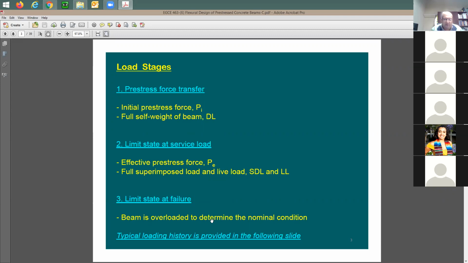What does it mean by overload? Overload means you design it for certain given load. You say, here's the dead load, here's the live load, I'm good with this design. But all of a sudden, you start to overload it. You put additional load, and you'd like to see the performance of the beam at that time. So we're gonna call this limit state of failure, or it's gonna be when the beam is overloaded. What is the nominal condition? This is when you get to phi Mn, the nominal condition, right? Which means it's strength condition.